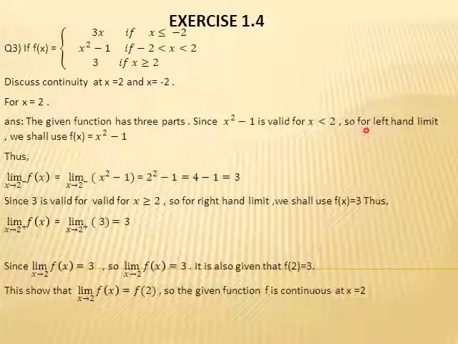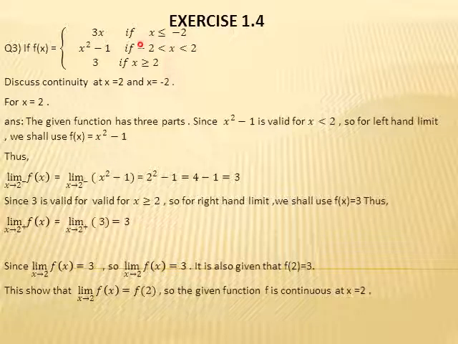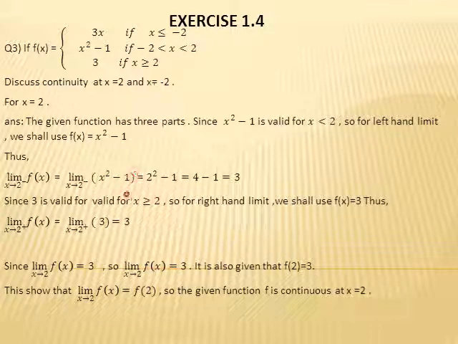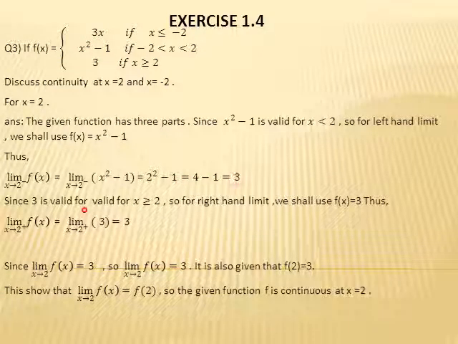So for the left hand limit we shall use f of x equal to x square minus 1, because the left hand limit approaches from the smaller values of x. Thus the left hand limit as x approaches 2 minus of x square minus 1 is 2 square minus 1, which is equal to 3.